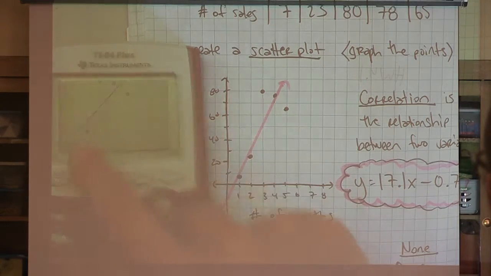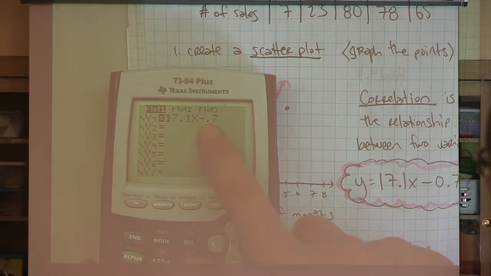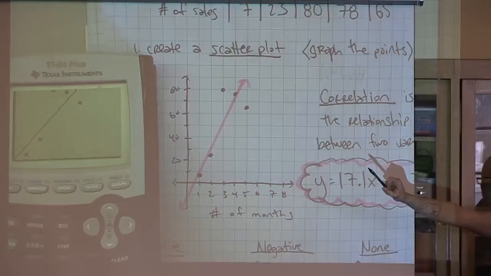Did you type in your equation? Yeah. I'll come fix yours in a second.